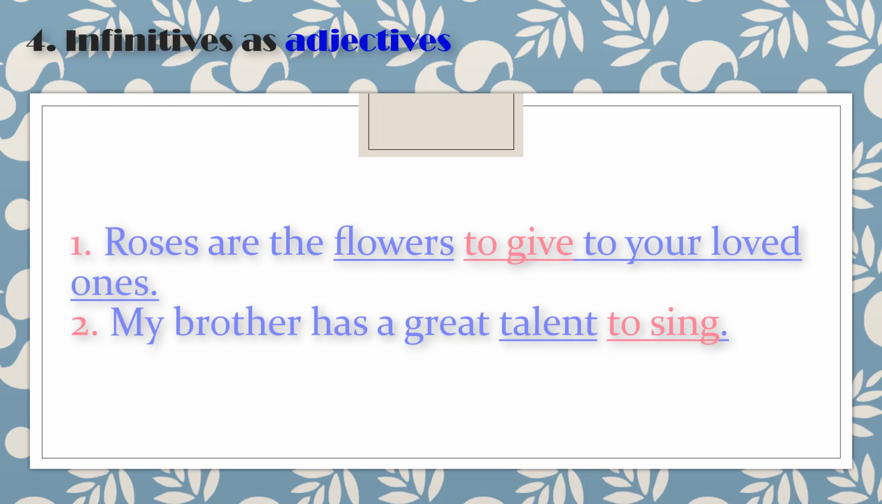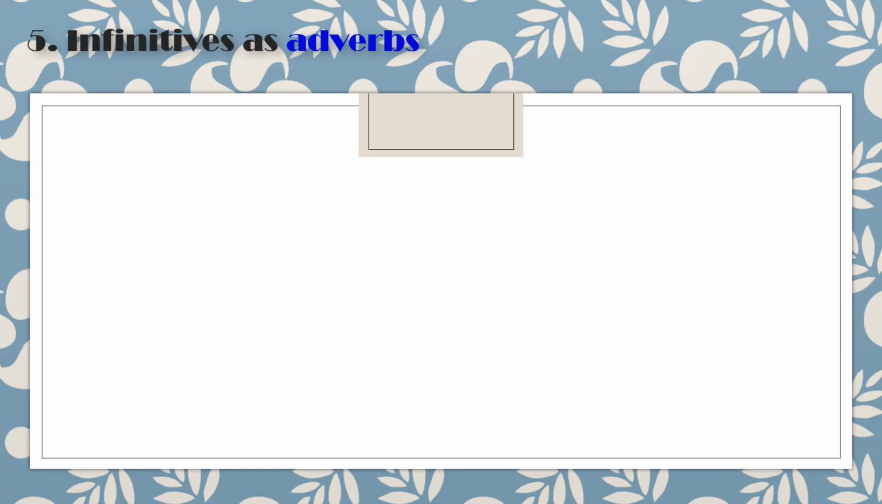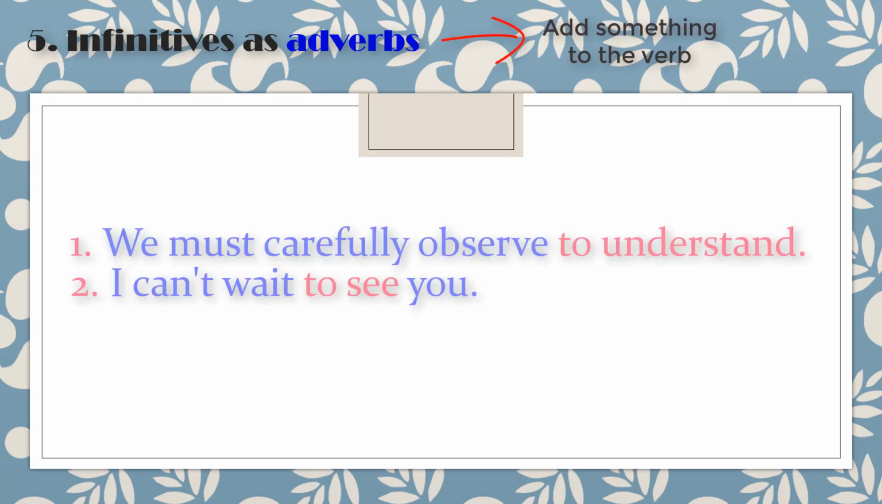And function number 5 is infinitives as adverbs. Adverbs, as its name says, add something to the verb. In this case, a little more information. For example, we must carefully observe to understand. I can't wait to see you.